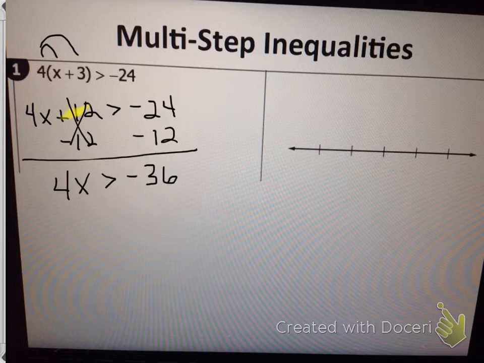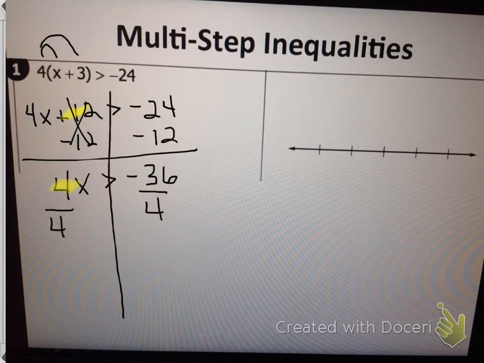Now remember, we have a line down the middle of our problem to show us that whatever we do to one side, we have to do to the other. Now, we have multiplication in this step right here. So to get rid of multiplication, we're going to do the opposite, which is to divide. Divide on both sides by a positive 4, and we'll be left with x is greater than a negative 9.